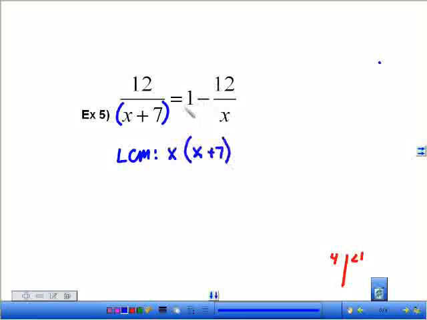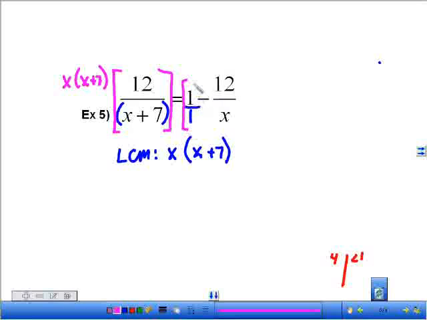It might be helpful for us to put a 1 underneath that 1 just so that we can see that it is a fraction. Now let's multiply all of our terms by the LCM, x times x plus 7. I'll multiply everything here by our common denominator and here by our common denominator.